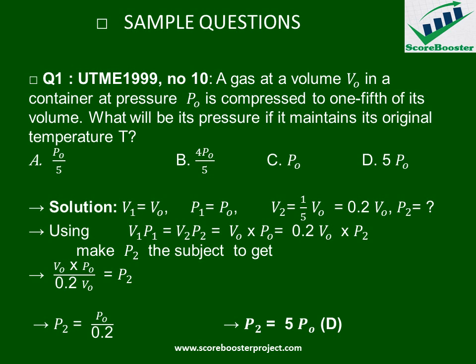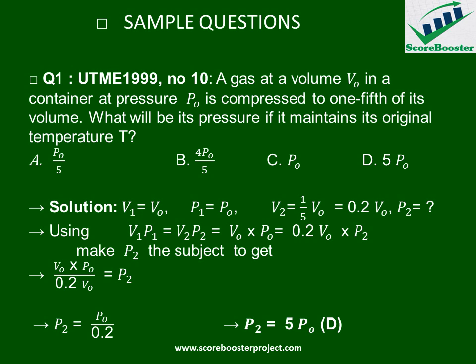Then using the formula for Boyle's law, which is V1 P1 equals V2 P2, when we substitute, V1 in this case is V naught times P1, which is P naught, equals V2, which is 0.2 V naught, times P2, which is unknown. Then we can make P2 the subject by dividing both sides by 0.2 V naught, and that will give us V naught times P naught over 0.2 V naught equals P2. Then we can cut V naught off, so that we'll be left with P2 equals P naught over 0.2, and this will give us 5P naught.